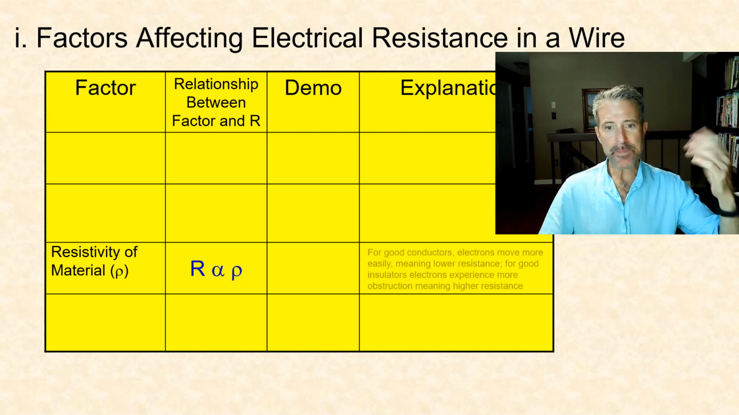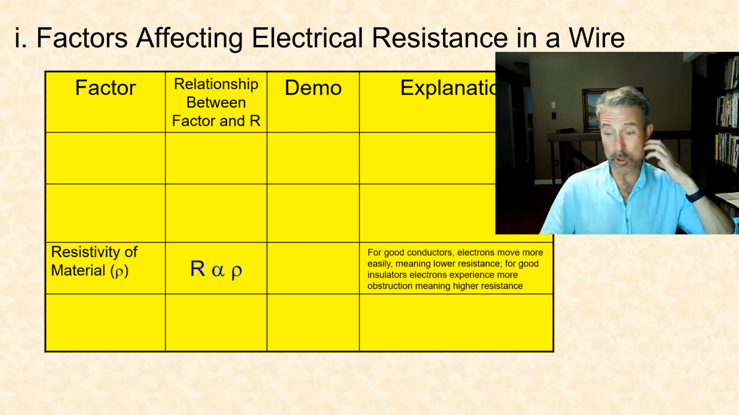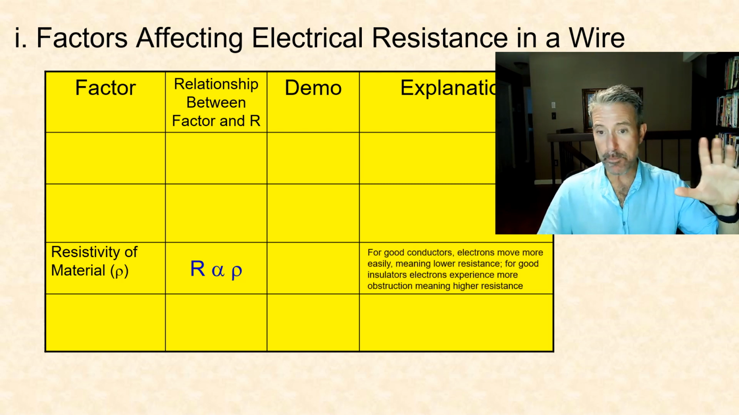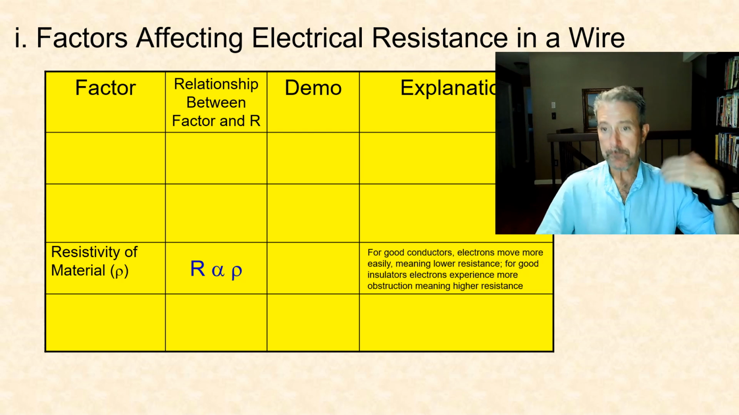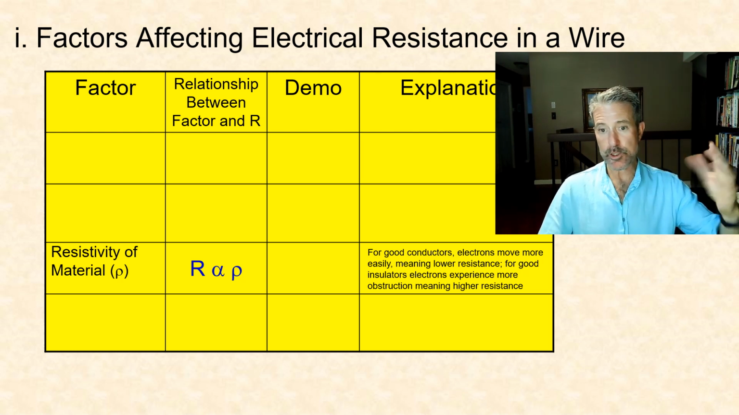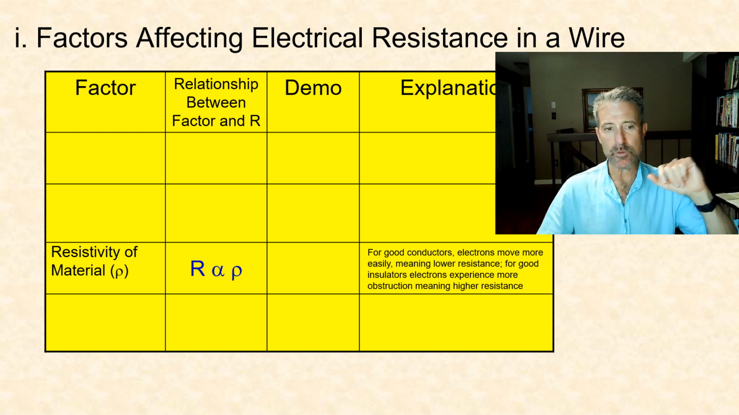And as we said, some materials have mobile charge carriers that are more free to move. What makes a conductor a good conductor is that those electrons, which are the mobile charge carriers for metallic conductors, can move much more easily, meaning they have a lower resistance. For good electrical insulators, those electrons are much more restricted. They cannot move nearly as easily, meaning that there is a higher resistance.